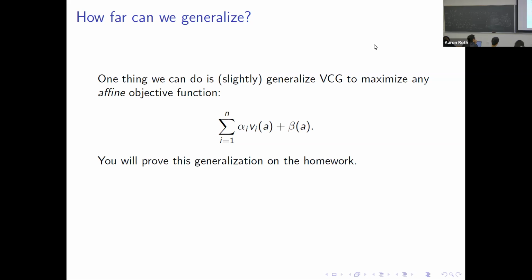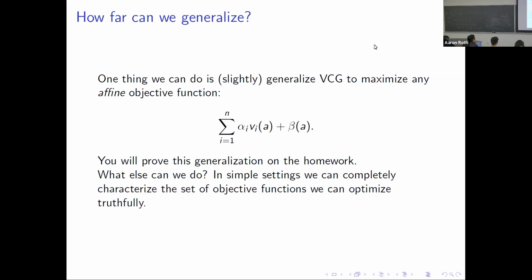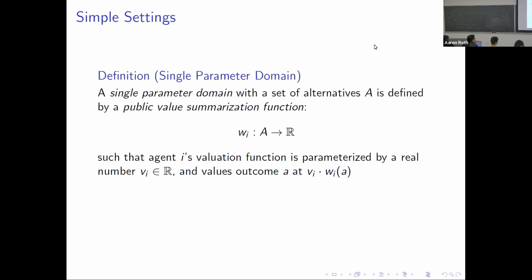But this isn't a huge extension. These things all really look like social welfare. So the real content of this class is, what else can we do? What are objective functions we can maximize which really don't look like social welfare? How far can we get beyond this? And as I suggested earlier, in full generality, that's a hard problem. Even at the research frontier, this is not a fully understood problem in full generality.